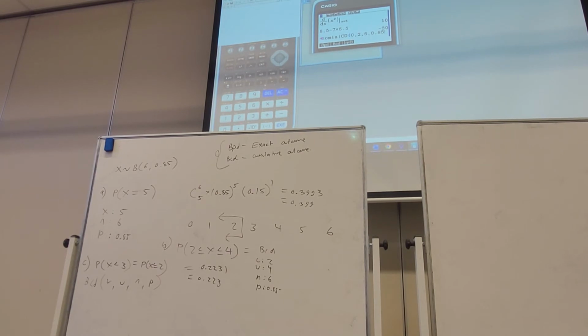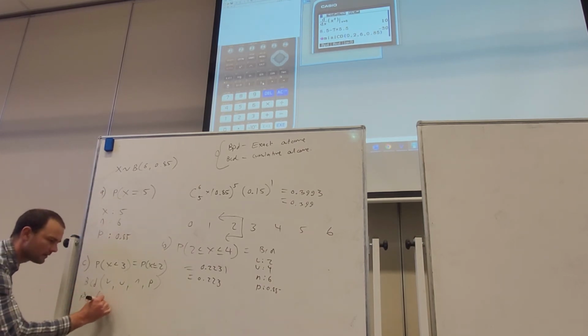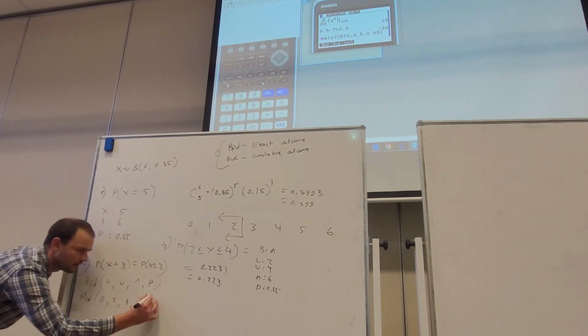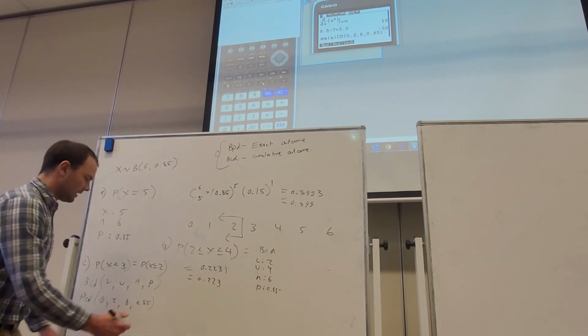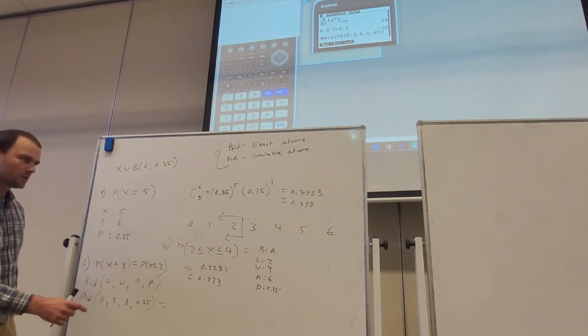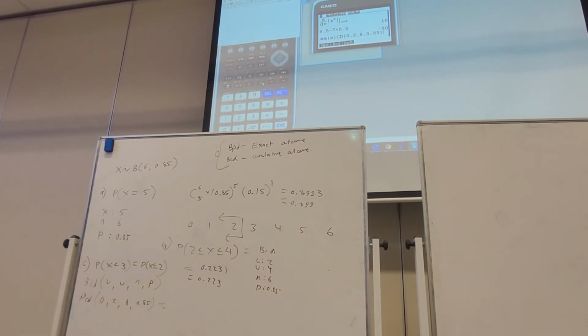Okay, so that's a lot faster. So if you're in a test, it's a lot faster to write this out, so 0, 2, 6, and 0.85, than it is to make this statement. It's also going to be faster to put it in the calculator if you get good at it. So we've got all the information there. Let's calculate it.